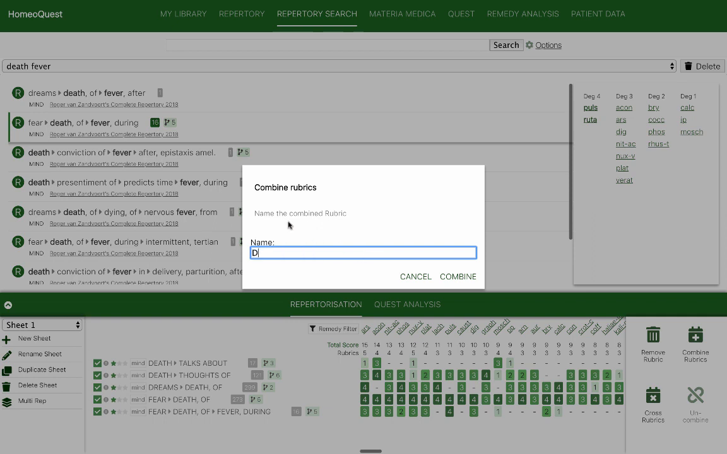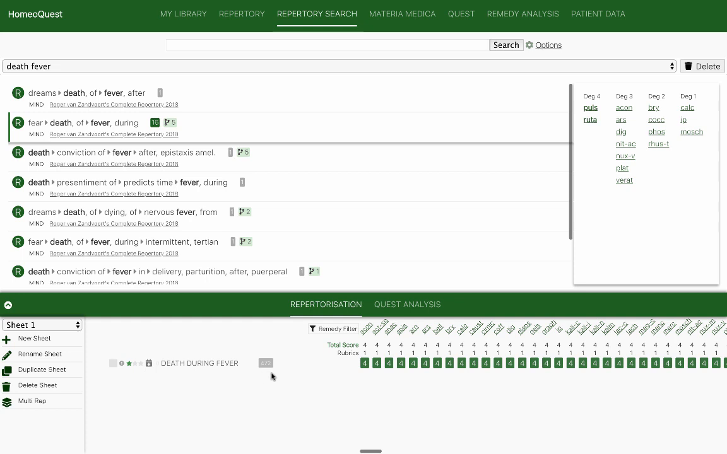about death during fever. Okay, and we say combine. Okay, so look at that. I get a big one, 472 rubrics, remedies, and we have this big one which is for fever. Let's look at the next one, and that is about ghosts.